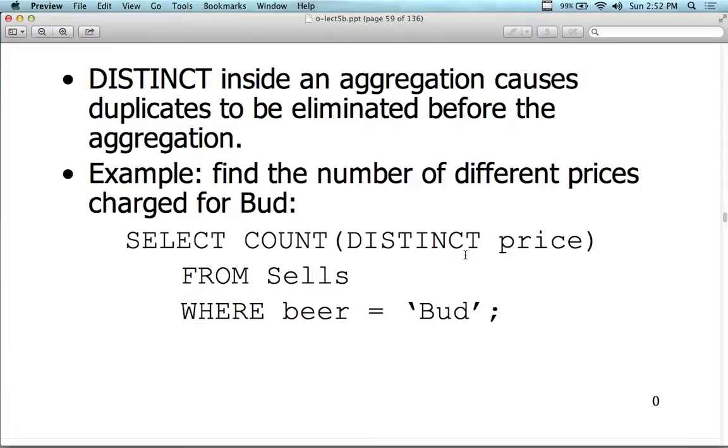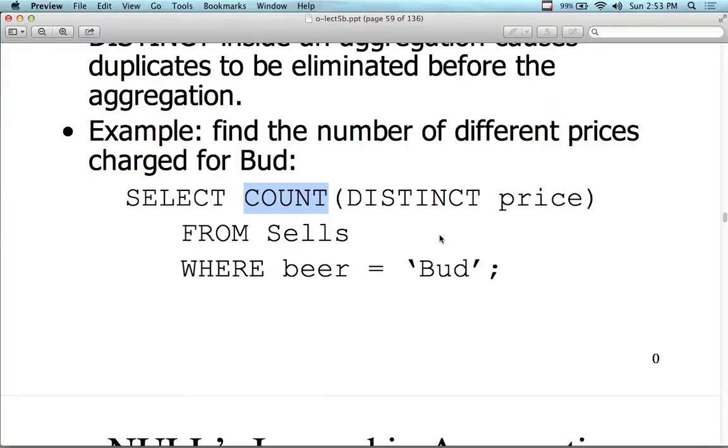So you could count the number of different beers by using distinct with the manufacturer or with the name of the beer. But then on your name you're going to have problems if you have Bud Light with a capital B and Bud Light with a smaller b. That's two different beers. It's going to count two different names. So an example here might find the number of different prices charged for Bud. Select the count of distinct price, in this particular case, from sales where the beer is equal to Bud.